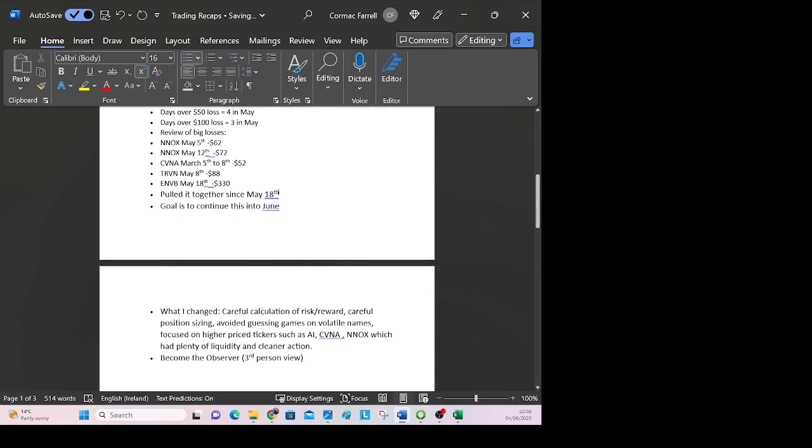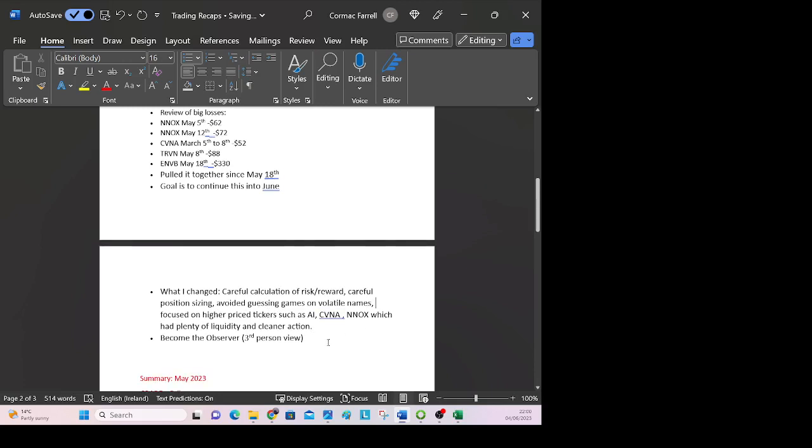Okay, what I changed since May 18th. More careful calculation of size, risk reward, careful position sizing. I avoided guessing games on volatile names, for the most part, apart from AI. I was a bit guessy there on the 30th of May. I focused on higher priced tickers, AI, CVM, which have plenty of liquidity and cleaner action.